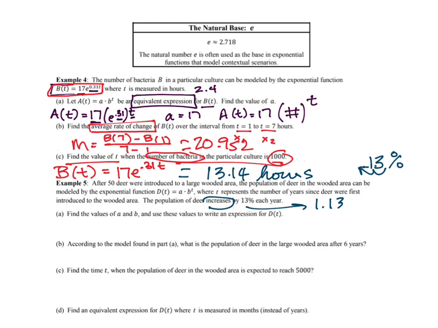Find the values of A and B and use these values to write an expression for D of T. So A is going to be our initial population of deer. What does it tell us? 50. Put 50 deer in the woods. And B, our growth rate, is 1.13. It's growing. Again, if it was decreasing by 13%, our B would be 0.87. You'd do 1 minus that percentage. Write the equation for D of T. D of T equals 50 times 1.13 to the T power.